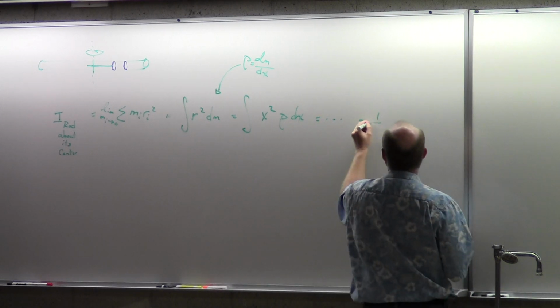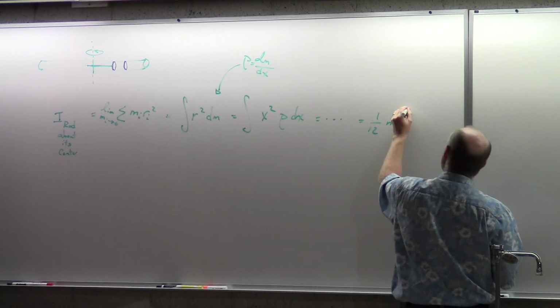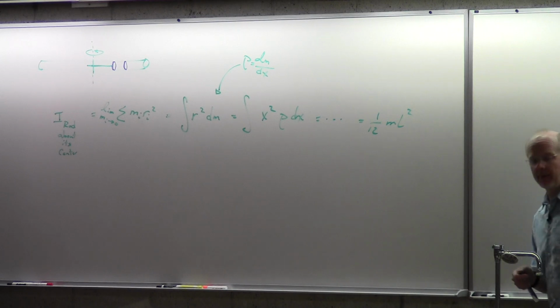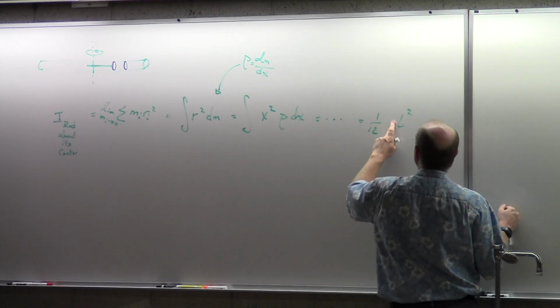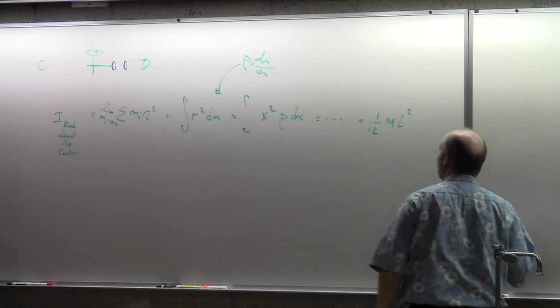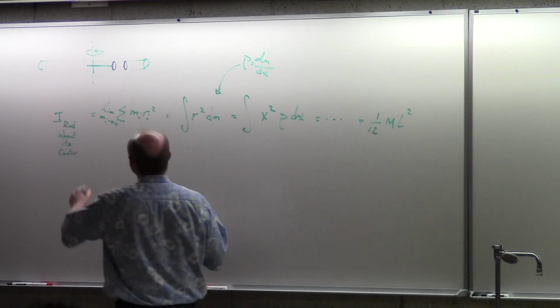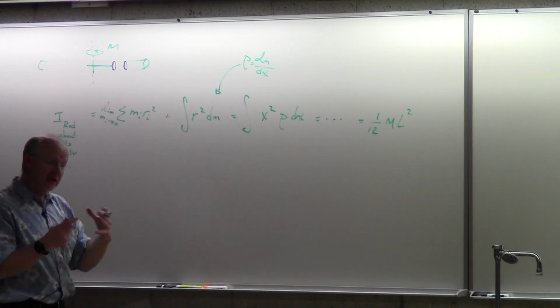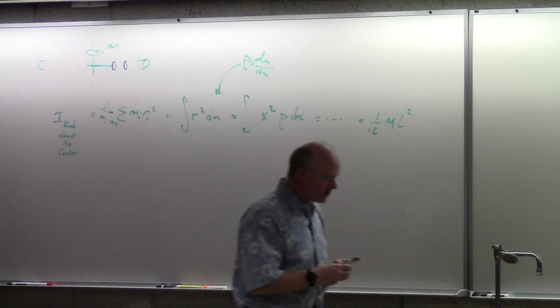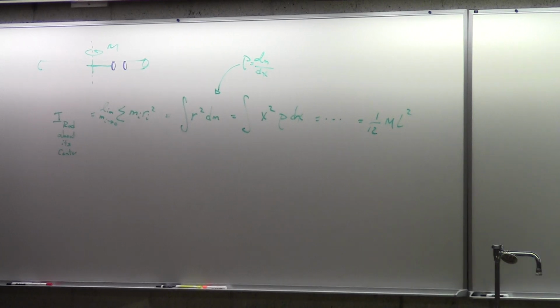After we did a couple of steps, we got 1/12 M L squared, where M, and maybe I should put a capital M here, is the whole mass of the rod, so that you will not confuse it with the mass of the individual pieces that we chopped it into. And of course we chopped it into an infinite number of pieces, so each little mass is 0.